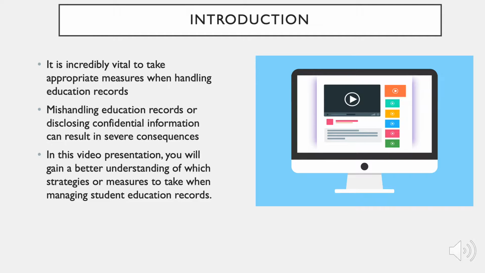Whether you are working in higher education as a faculty or staff member, it is incredibly vital to take appropriate measures when handling education records. Mishandling education records or disclosing confidential information about a student can lead an institution to not be compliant with FERPA and could result in severe consequences, as discussed in Module 1's presentation. In this video presentation, you will gain a better understanding of which strategies or measures to take when managing student education records.